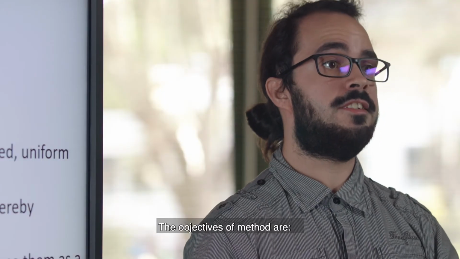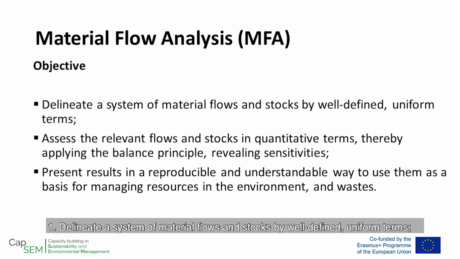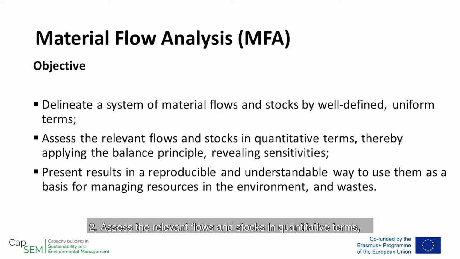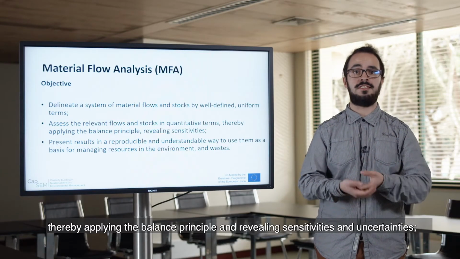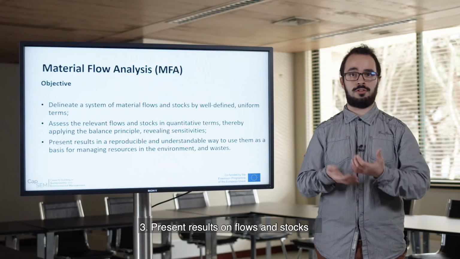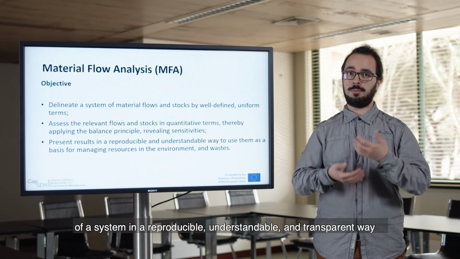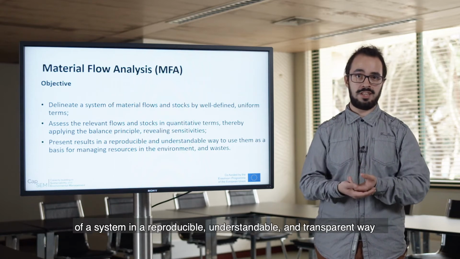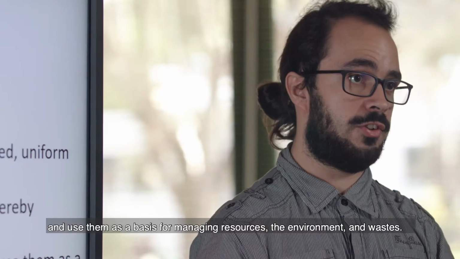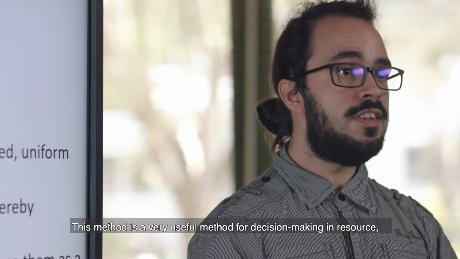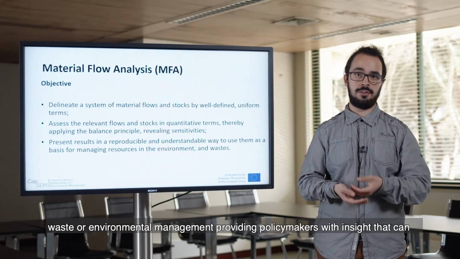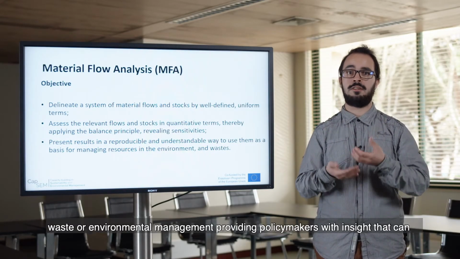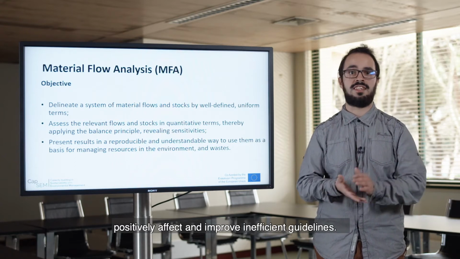The objectives of the method are: delineate the system of material flows and stocks by well-defined uniform terms; assess the relevant flows and stocks in quantitative terms, thereby applying the balance principle and revealing sensitivities and uncertainties; present results on flows and stocks of the system in a reproducible, understandable, and transparent way; and use them as the basis for managing resources, the environment, and waste. This method is very useful for decision-making in resource, waste, or environmental management, providing policymakers with insight that can positively affect and improve inefficient guidelines.